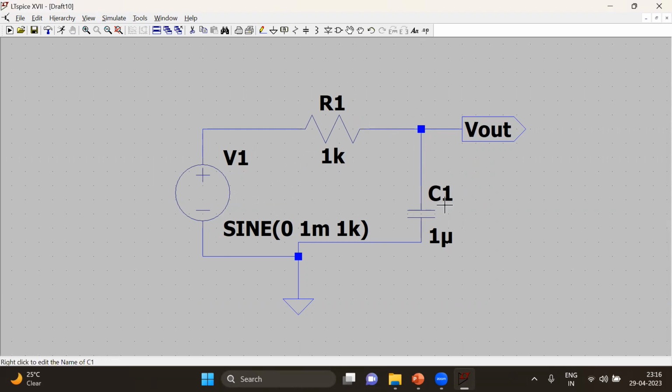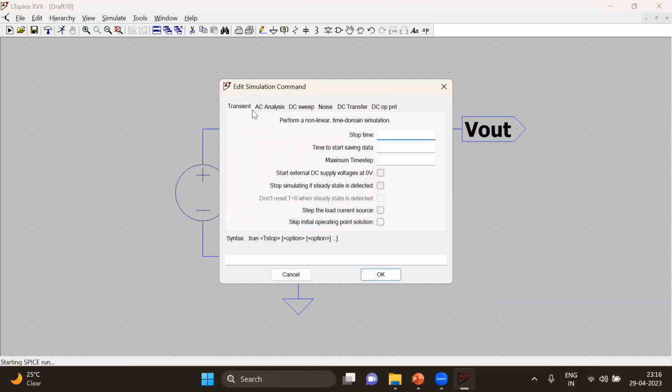Now let us see how we can analyze our AC waveform. Definitely this particular circuit will have some phase shifting as well. Let us check it out. Now run this circuit over here. Firstly, let us do a transient analysis for almost 10 milliseconds.